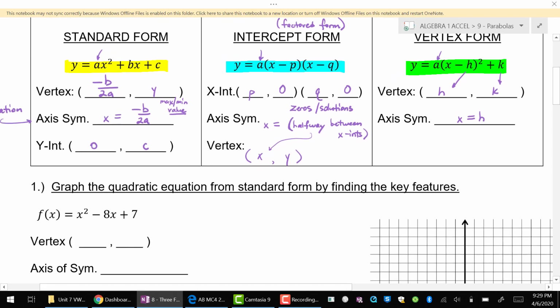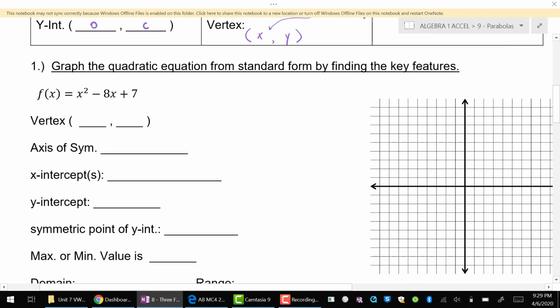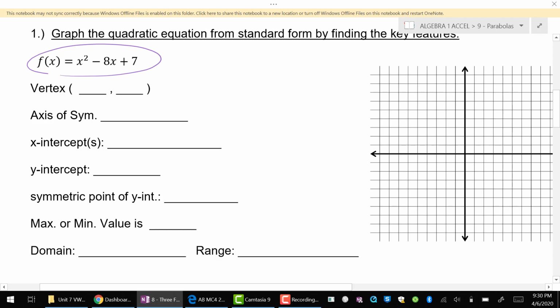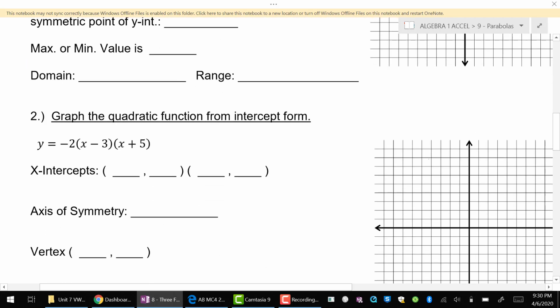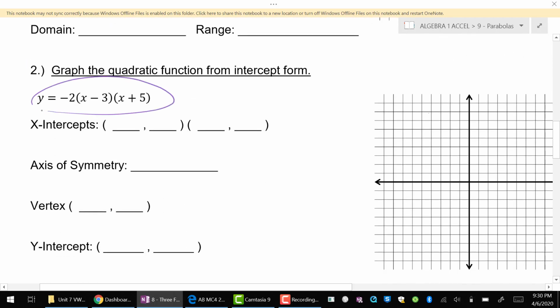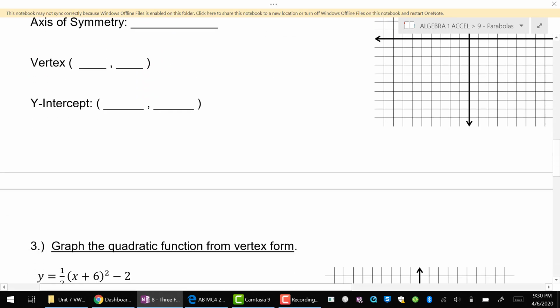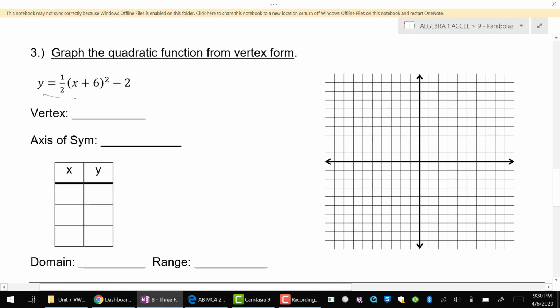We can graph quadratics. Here, number 1, standard form. Find the key pieces of information and then graph the parabola. Number 2, I can see that this is in intercept form. It's factored. Find the key pieces and graph your parabola. Problem 3, this one's vertex form. Find the key features and then graph the parabola.